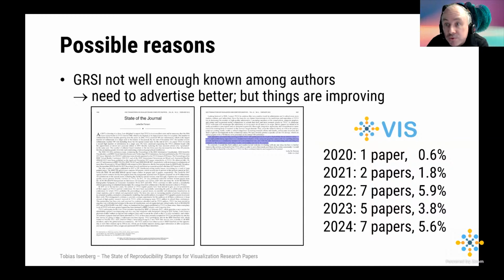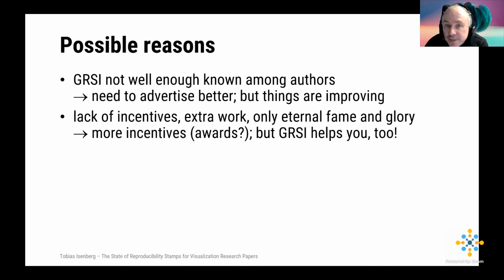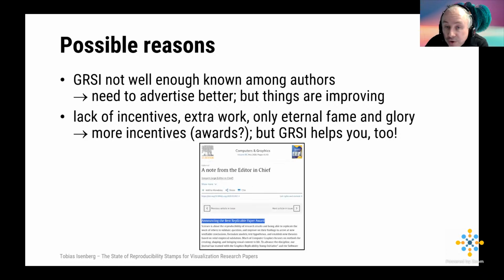So that's great. Then we can say, maybe there's a lack of incentive, and this is extra work, and maybe the perception is it's only eternal fame and glory. So maybe you can offer other incentives, possibly awards. For example, Computers and Graphics offers an award specifically for certified papers. But I would also argue that the GRSI certification helps you as an author too, and I will give you an example in a little bit.